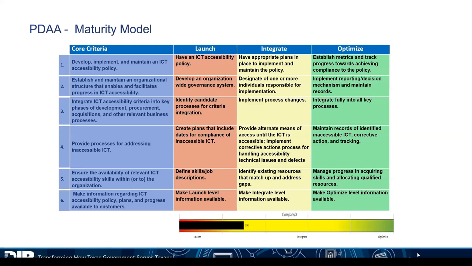But I don't need to read this chart out loud. You can have a look at it and see that it is just increasing degrees of maturity towards supporting that core criteria in each one of those categories.